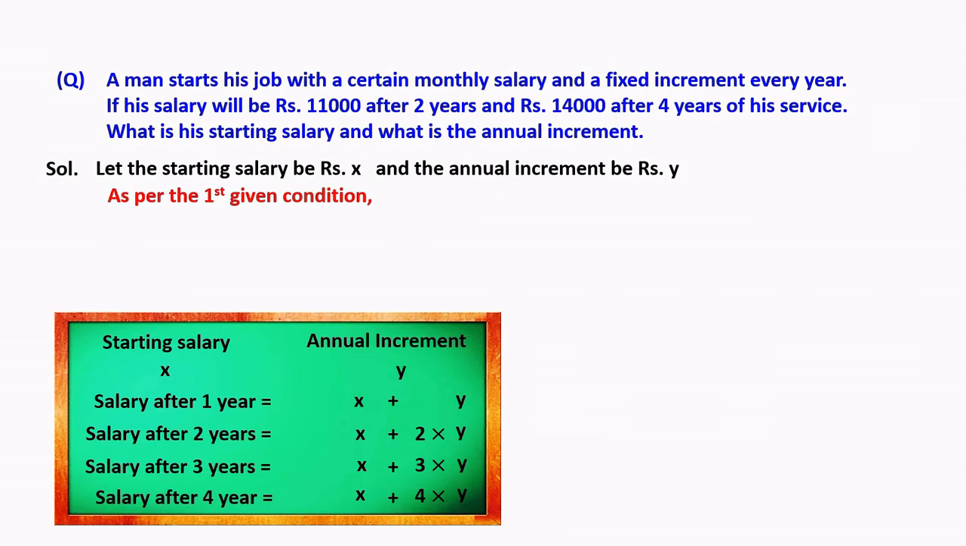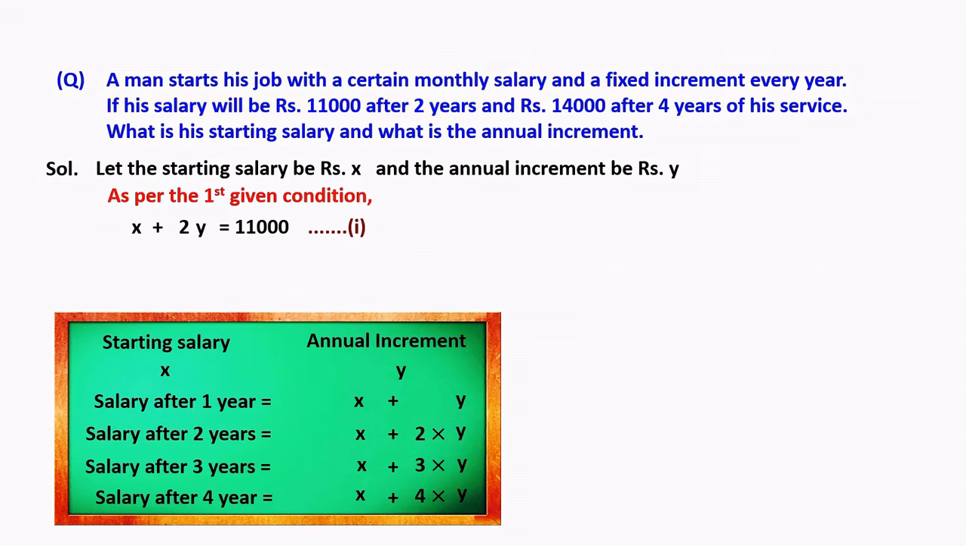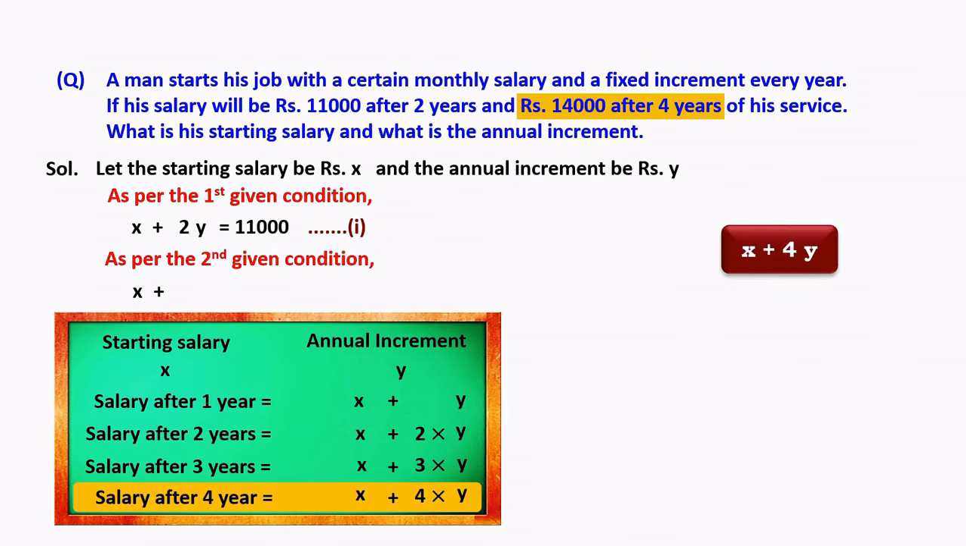As per the first given condition, x plus 2y is equal to 11,000. As per the second given condition, x plus 4y is equal to 14,000. Now we will solve these two equations in the next slide.